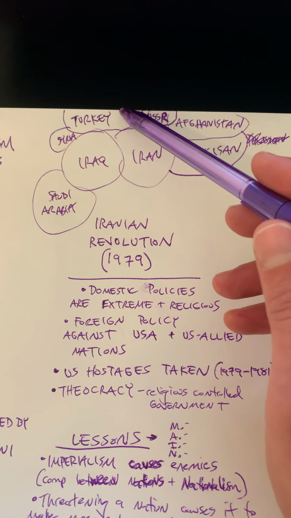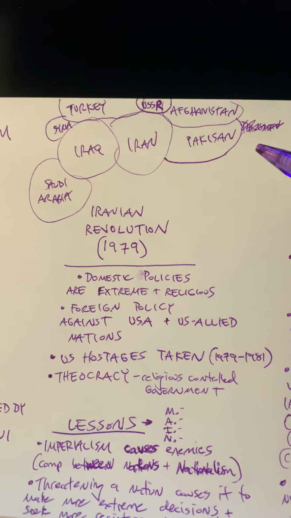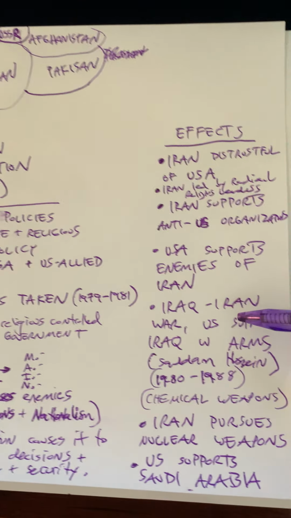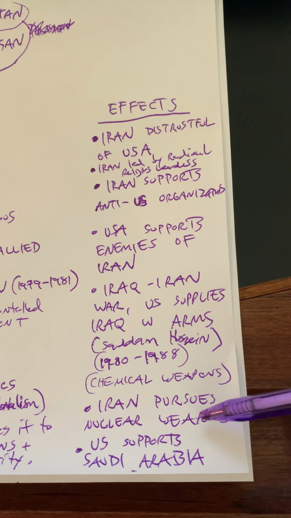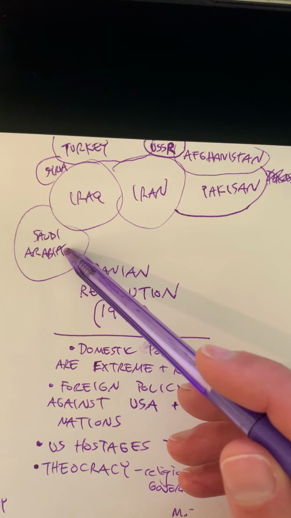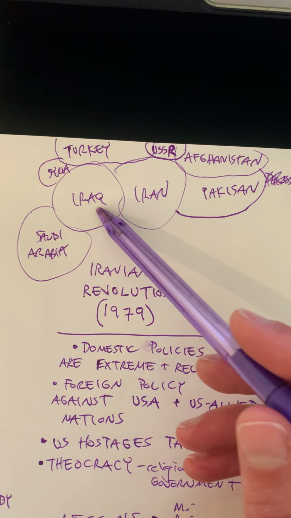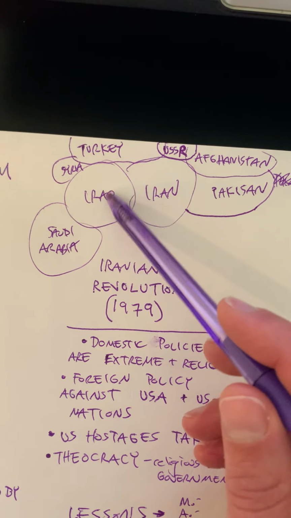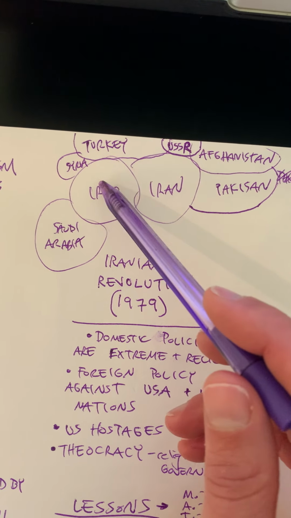And also there are nuclear weapons. The United States has nuclear weapons in Turkey, if you remember from the Cuban Missile Crisis video. Okay, and so Iran continues to pursue nuclear weapons. The U.S. also supports Saudi Arabia, right here, which is an enemy of Iran. And Iraq, after the U.S. invasion of Iraq, this country is splintered apart, and there are different groups within Iraq that are supported by either Iran or Saudi Arabia or the United States.